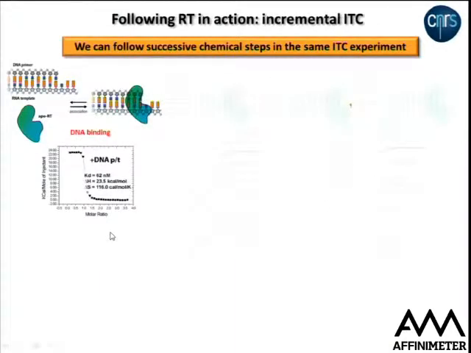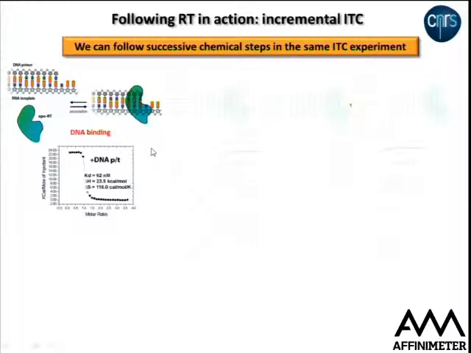So now our objective was to follow RT during polymerization, RT in action. And for this, we introduced incremental ITC that allows to follow successive chemical steps in the same ITC experiment. So here is an example of such an incremental ITC experiment, where we start with a normal titration. The protein is placed in the sample cell and the DNA in the syringe. And we made a titration, and we obtained thermodynamic parameters for DNA binding.